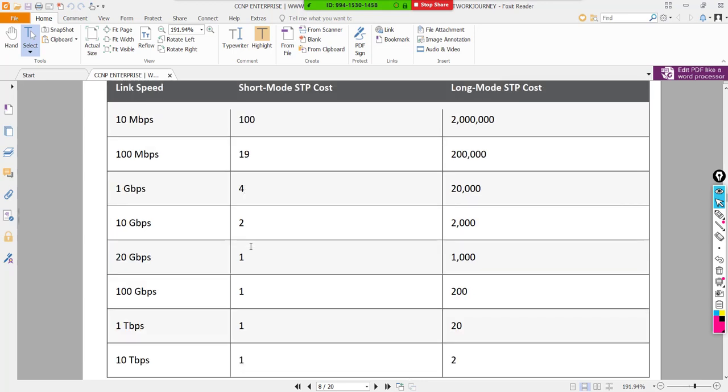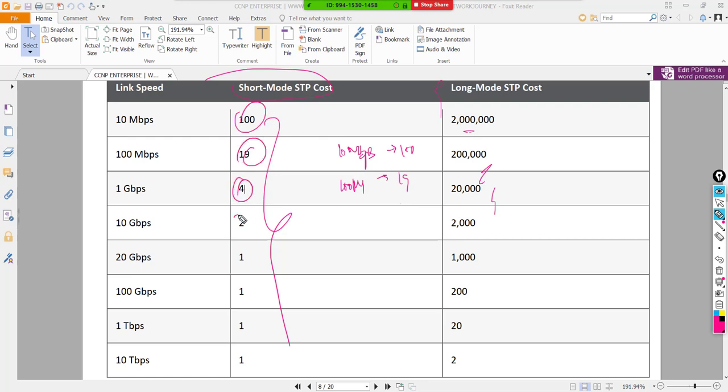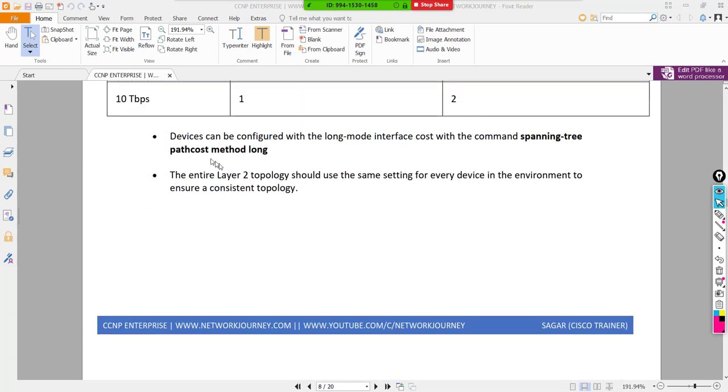All you have to remember is the short mode. As far as I remember, I have never seen anyone ask about the long mode because of the values. Yes, they can ask you, but I would say remember these values. They can ask you what the cost value is for 10 Mbps or 100 Mbps, and you just say it's 100, it's 19. So just remember 100, 19, 4, 2, 1. It will be pretty easy. Okay, so that was regarding the cost value.